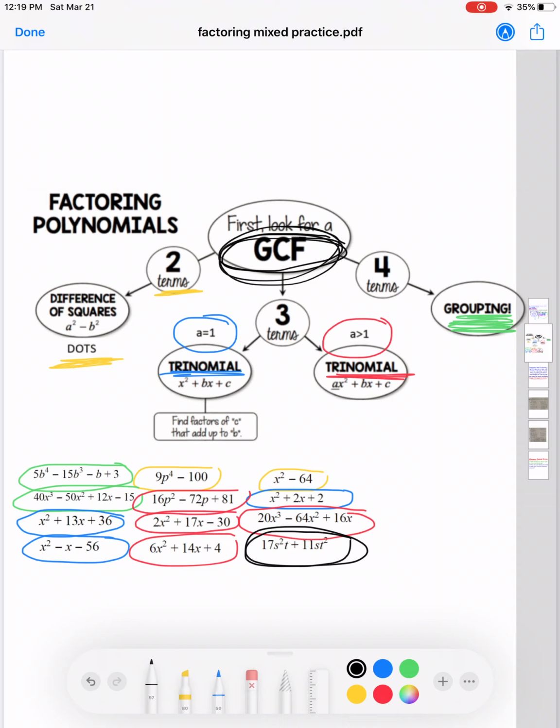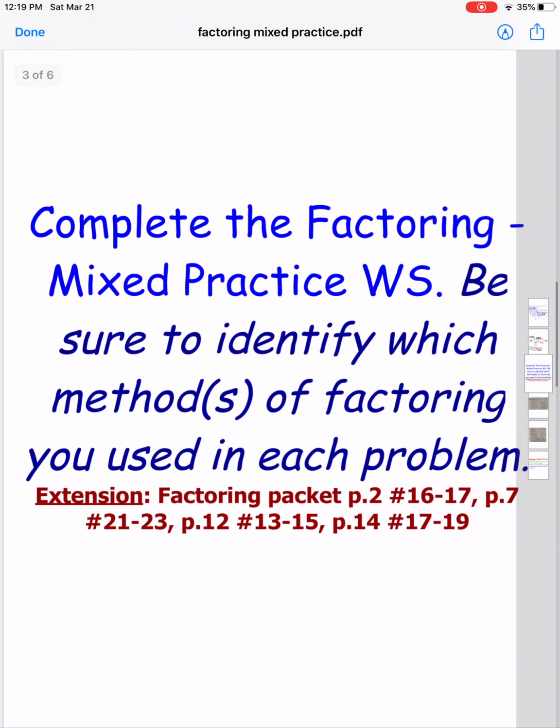So again, we can see here that we've reviewed our different methods of factoring. Now what we're going to do is get into our practice. So what I'd like you to do right now is pause the video. This is going to be your independent work time. I want you to find the worksheet that was uploaded called Factoring Mixed Review.